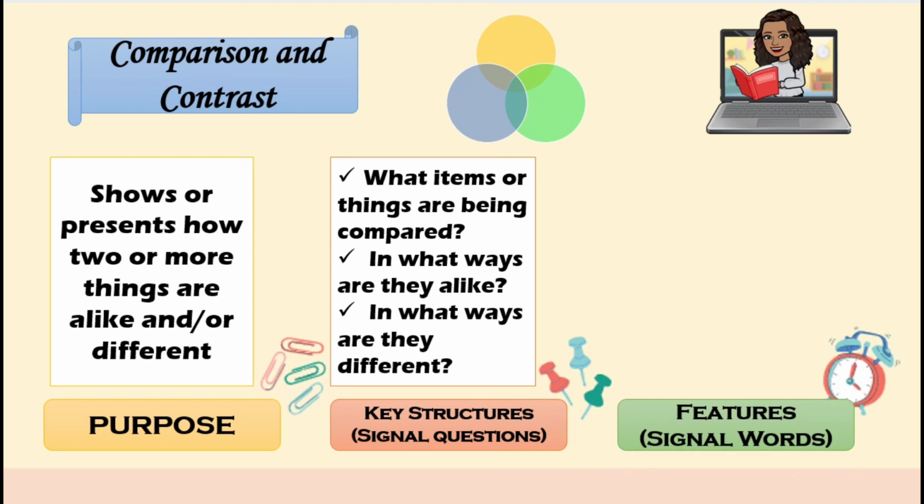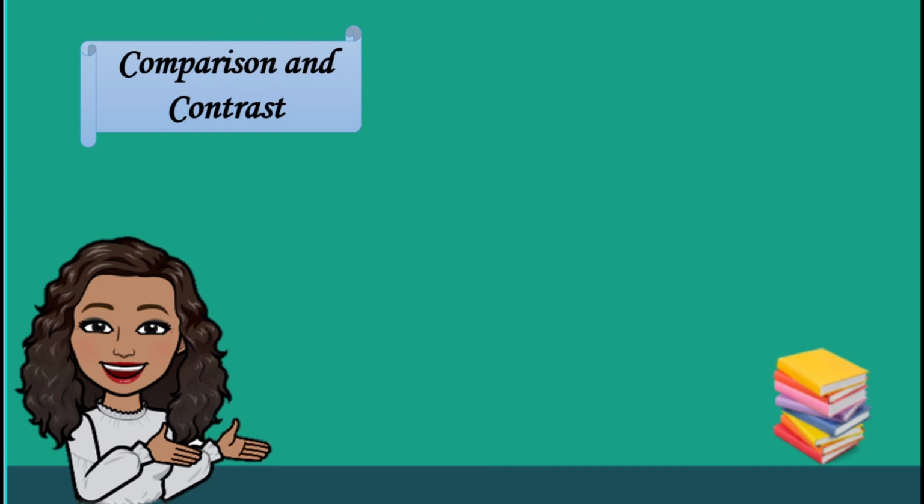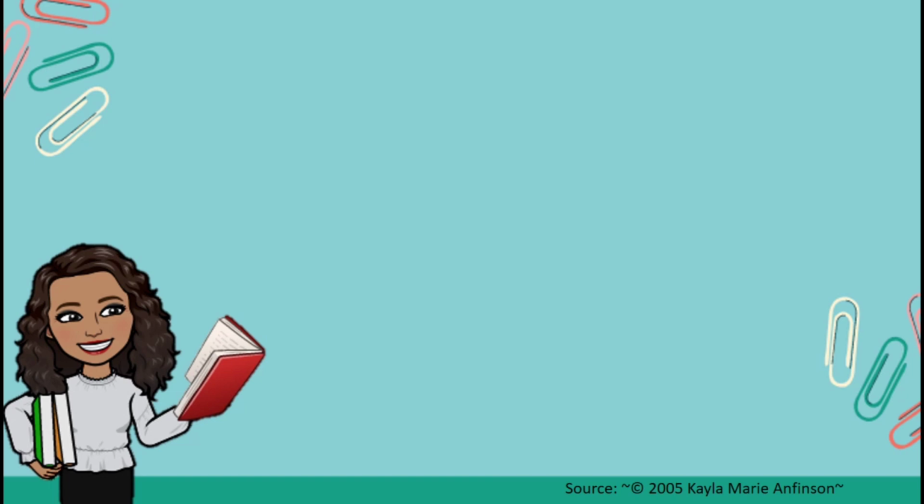We also have the following features or signal words: same as, similar, alike, as well as, not only, but also, both, instead of, on the other hand, and different from. A Venn diagram is the most suited graphic organizer to show comparison and contrast. Now let us read a text for comparison and contrast.